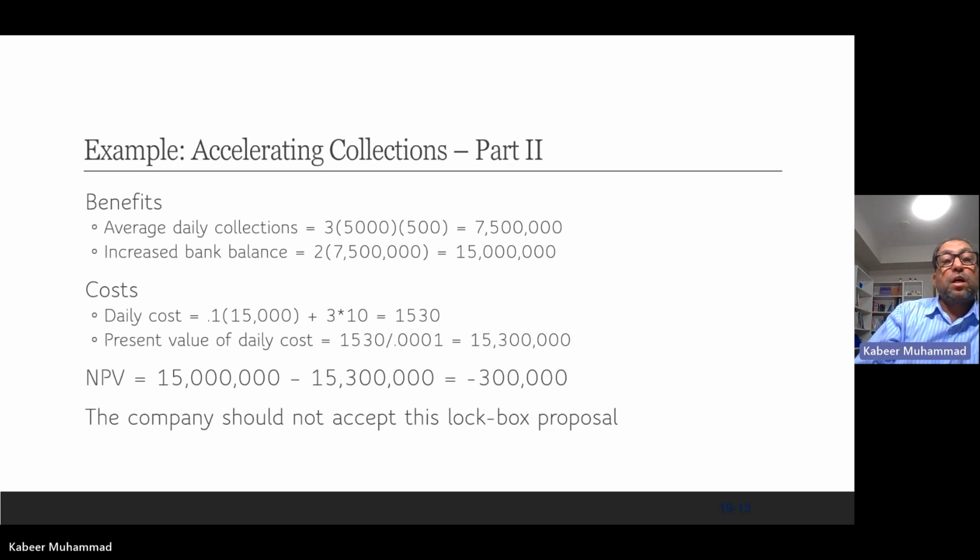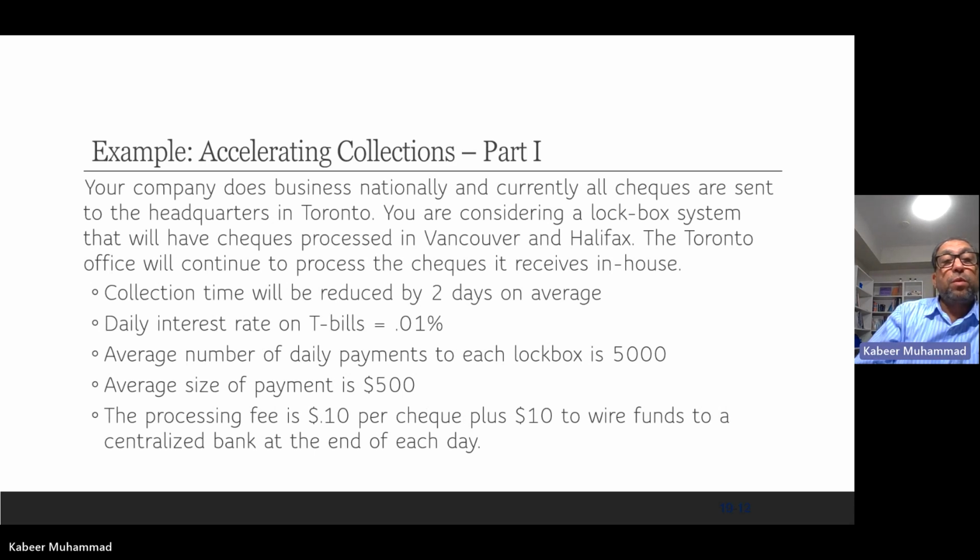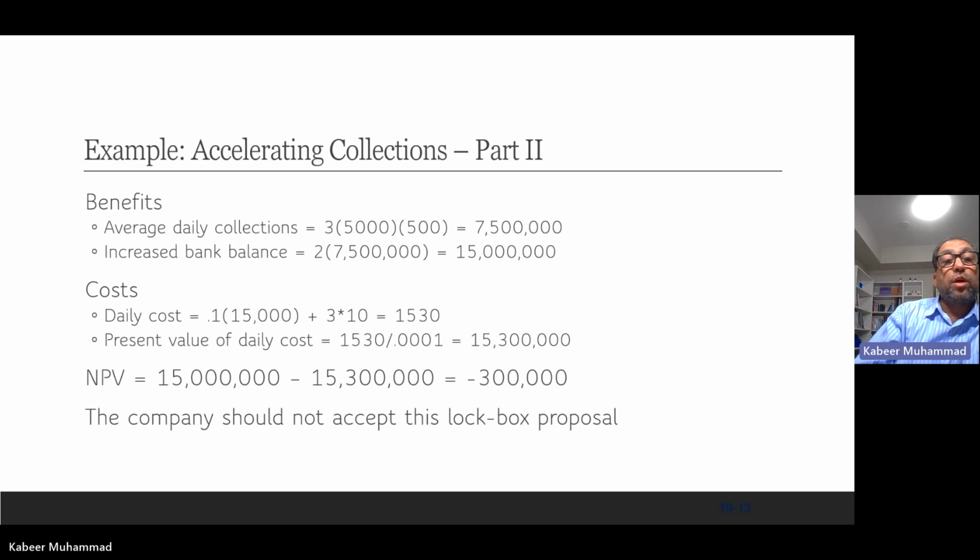Average daily collection is 7,500, and increase the bank balance by 2 times this. So we can see the 2 days reduction. Collection will be reduced by 2 days, so that's why we are writing it here, 2 days. Three collection centers. This is the average number of checks, and this is the average amount of checks. So this multiplied by this, multiplied by this, is going to increase our cash availability, average daily collection. And if we reduce by 2 days, it means we enhance our cash availability by 15 million.